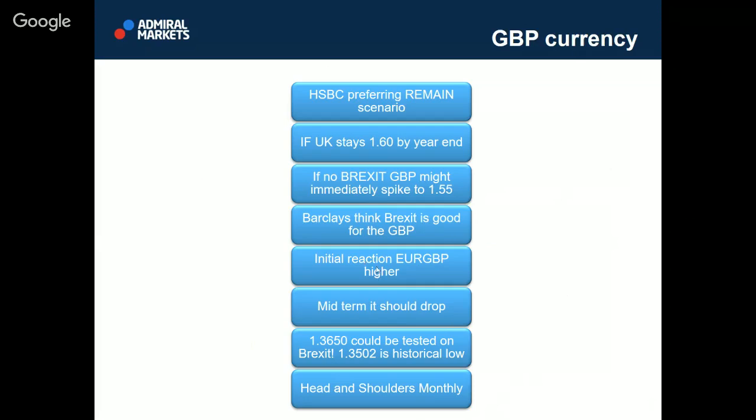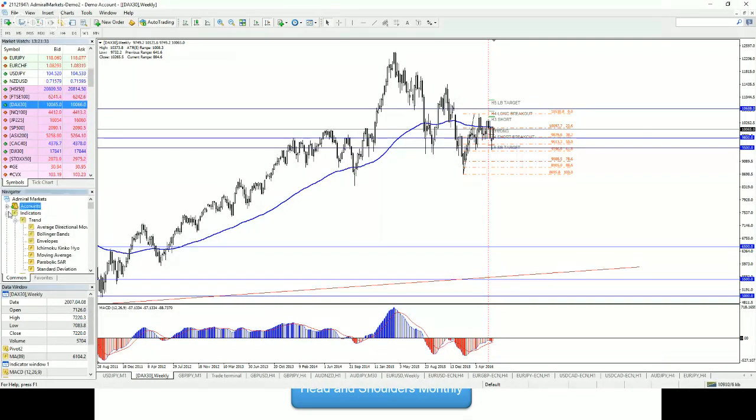So the initial reaction of Euro GBP will be higher. Midterm it should drop, and 1.3650 could be tested on Brexit. Don't forget that 1.35 is a historical low, and we can see that after the year 1999. I'm not talking about historical lows like the years 83 or 85. So in the last 20 years, this is a historical low, and we will see head and shoulders on a monthly chart, guys. That is also very interesting to see. I will show you.